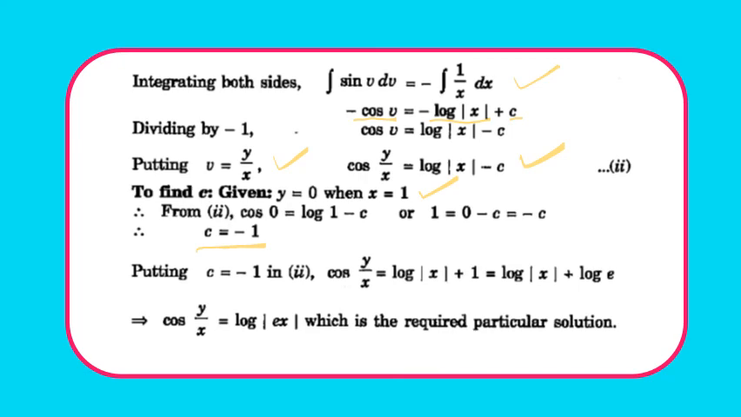So putting the value of c in equation 2, we get cos y upon x equals to log x plus 1, which is equal to log x plus log e, since 1 equals to log e. So simplifying, we are getting the value as cos y upon x equals to log ex, which is the required particular solution. So with this, we end the exercise.